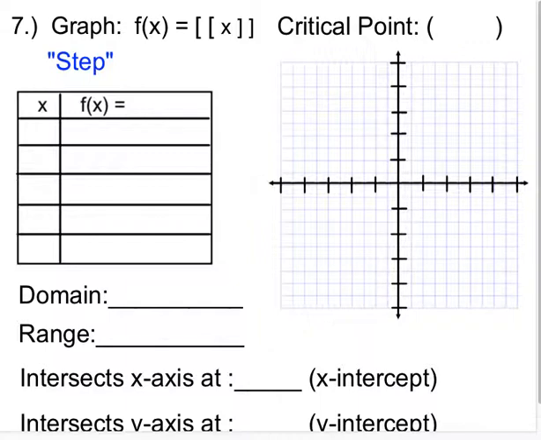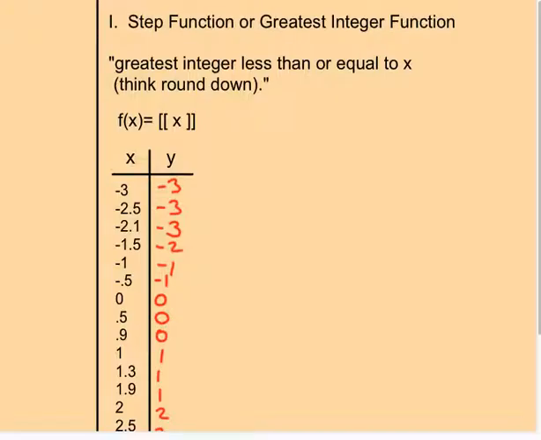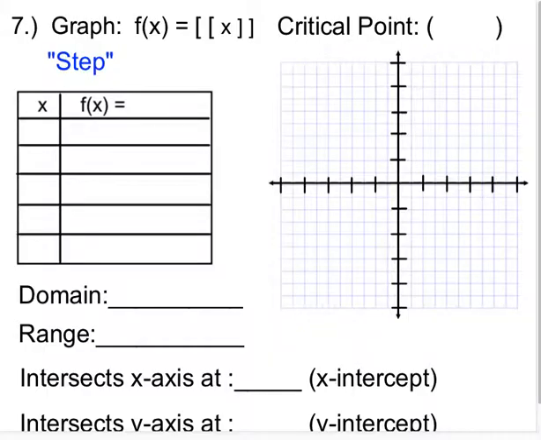So we'll start, we've already got a t-table of values on the previous page, so I'm not going to fill that out. I'm going to start by plotting some of these points. So the first points I'm going to plot are this group right here, the ones that are rounding down to negative 3. I'm going to call each of these scaling by 1. And when we substituted negative 3, we got negative 3 out. Negative 2.5 rounded down to negative 3. Negative 2.1 did as well.